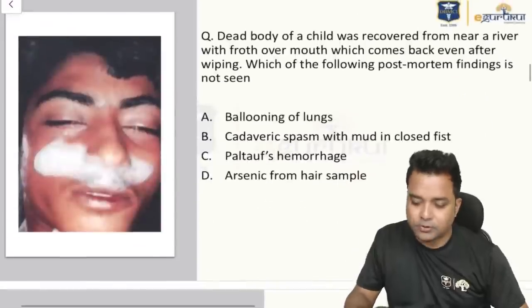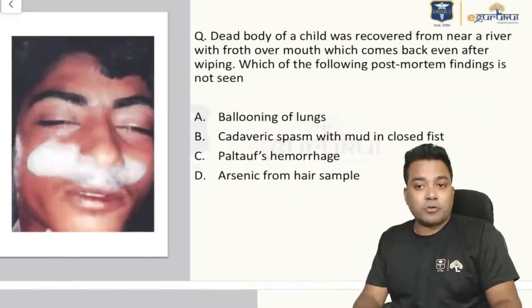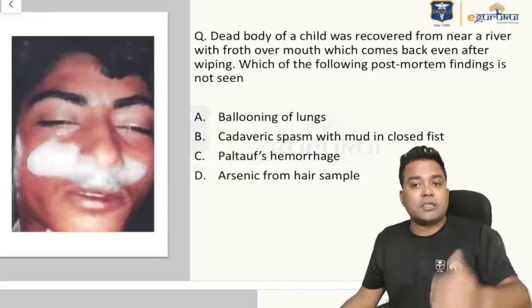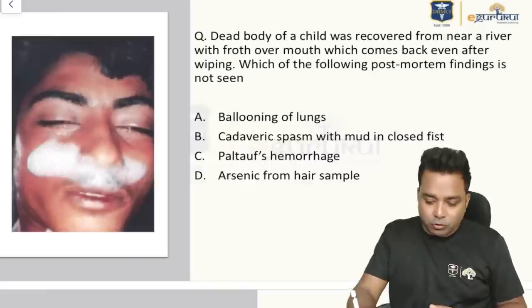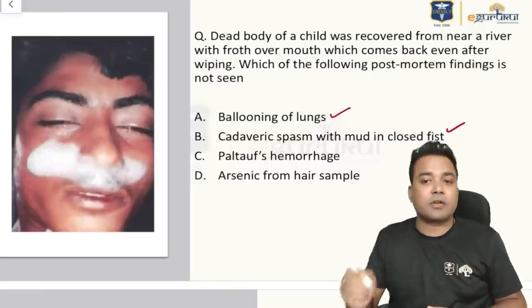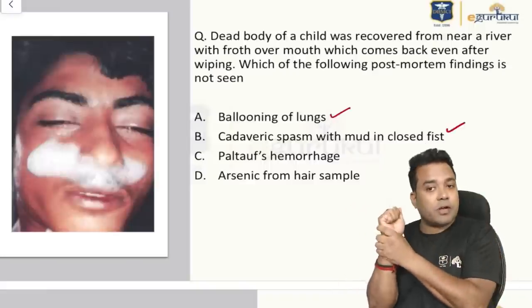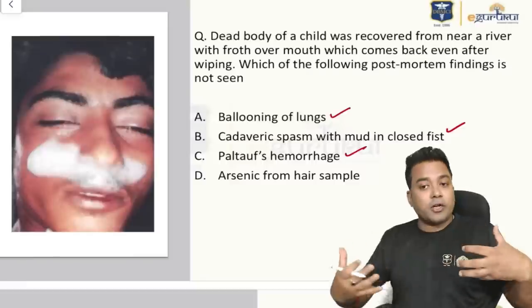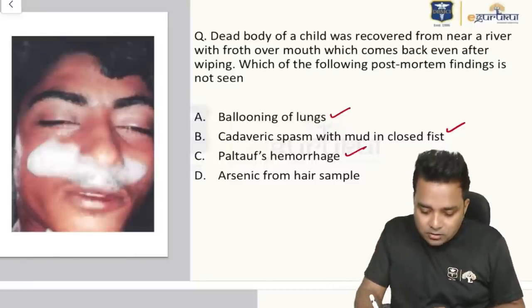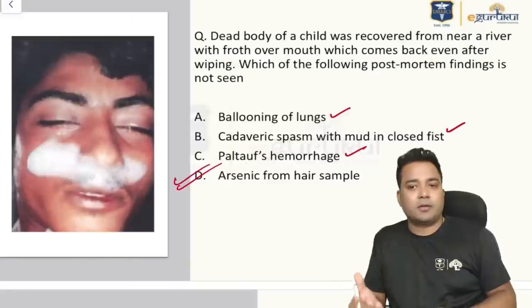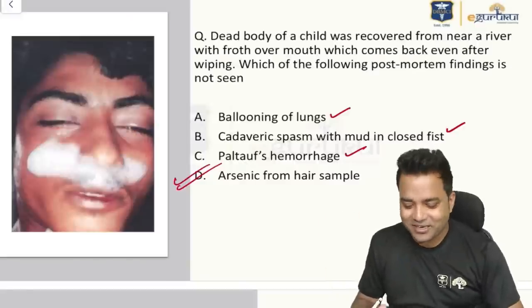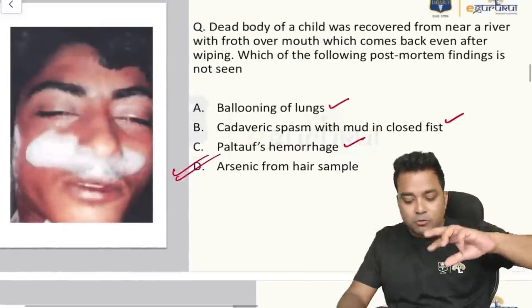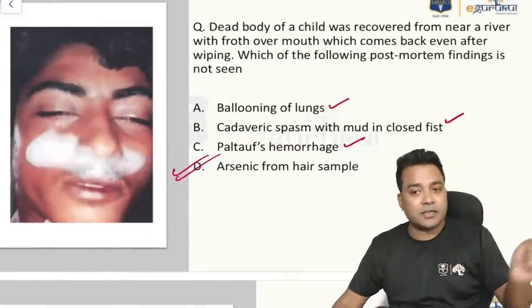Another question was this one, from drowning. The dead body of a child was recovered. Some findings were given. The question was, which of the following postmortem findings is not seen in a drowning case? In a drowning case, ballooning of lungs is noted. Cadaveric spasm can be noted due to the struggle, as the person consumed the ATPs of hand muscles. Subpleural hemorrhages, mainly in the lower lobe of the lungs, occur due to the violent effort to survive. But this is a dummy option: arsenic from hair sample. God knows why they created this option, but it was made a simple question. The details about what is ballooning and what all these findings are, I have covered in the recall session.